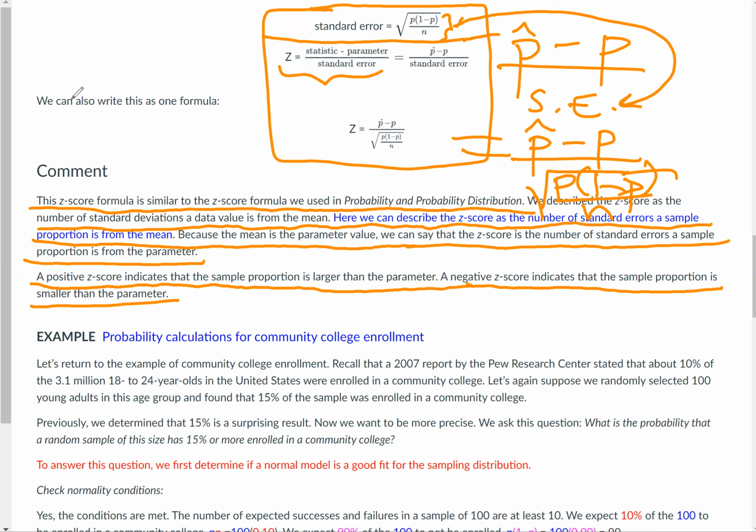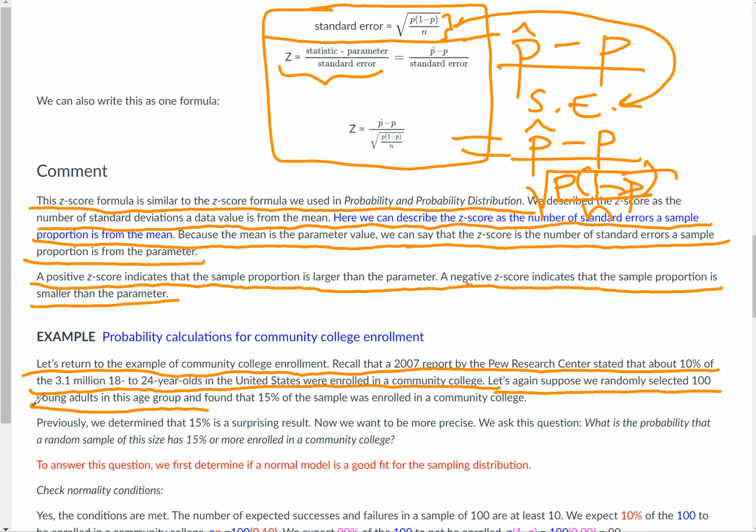So, and then we'll look at this example here. Let's return to the example of community college enrollment. Recall that a 2007 report by the Pew Research Center stated that about 10% of the 3.1 million 18 to 24-year-olds in the United States were enrolled in a community college. Let's again suppose we randomly selected 100 young adults in this age group and found that 15% of the sample was enrolled in a community college. Previously, we determined that 15% is a surprising result, but now we want to be more precise.